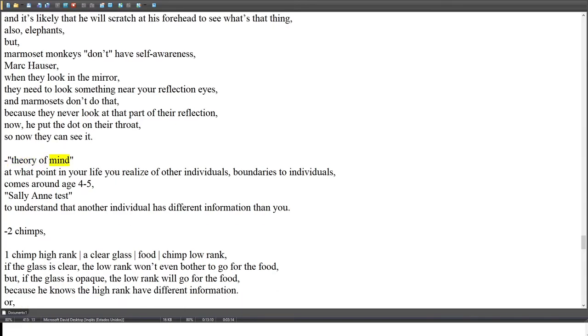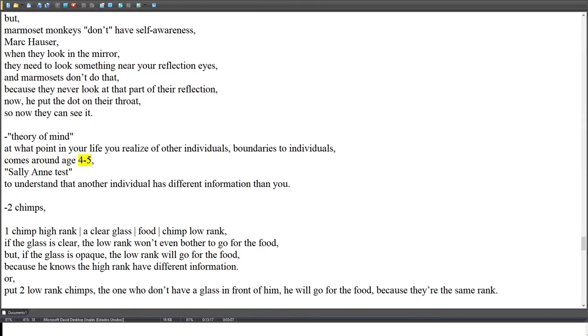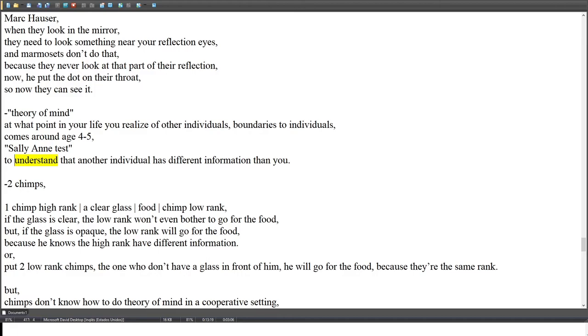Theory of mind. At what point in your life do you realize there are other individuals, boundaries between individuals? It comes around age 4 to 5. The Sally-Anne test shows understanding that another individual has different information than you.